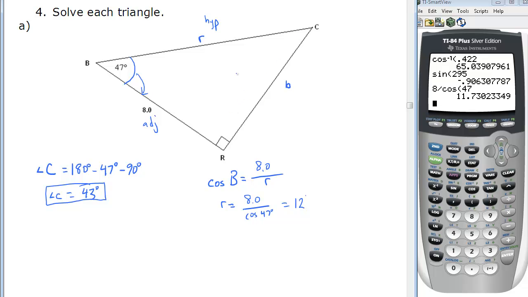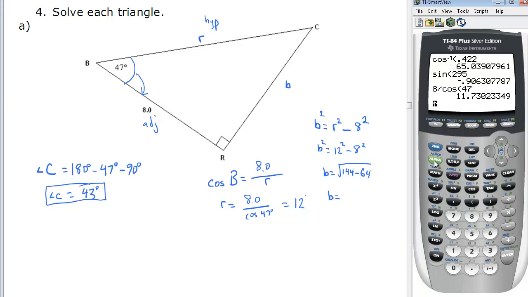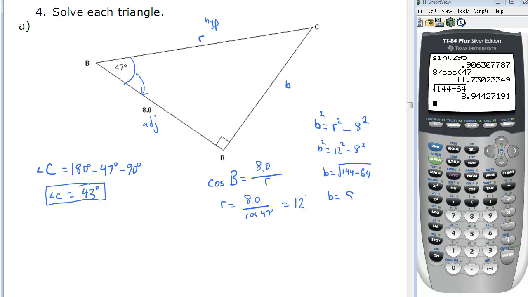We know that C over here is 8. Once we have two sides, the final side, in this case B squared, is going to be the hypotenuse squared minus the other leg squared. So that in this case is 8 squared. So B squared equals 12 squared minus 8 squared. So B is going to be the square root of 144 minus 64. And again, if we move to our calculator, the square root of 144 minus 64, we find that that's 8.9, rounded to two significant digits.